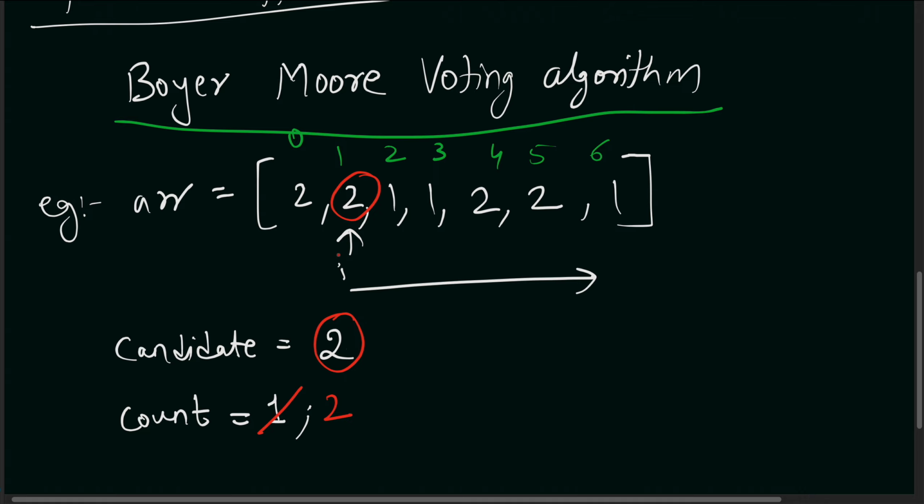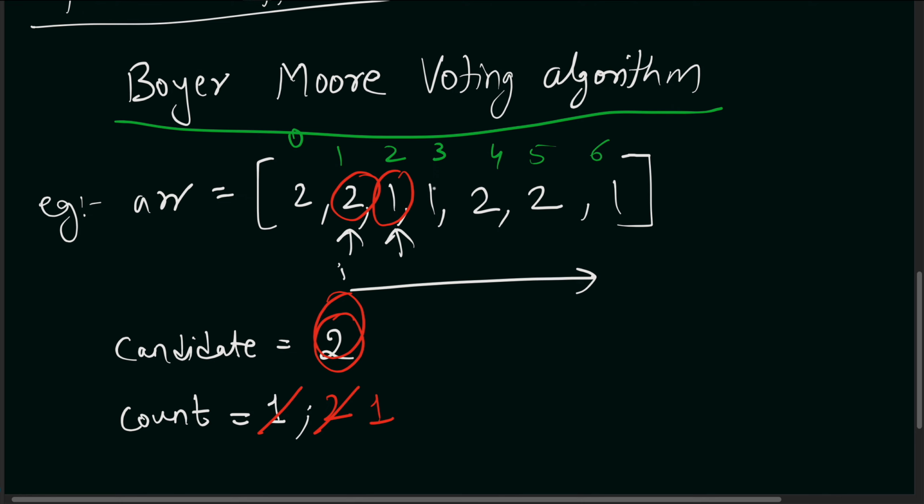Here, when i is 1, array of i is equal to candidate, right? So we increment our count variable to 2. Now i is updated, i is at 2. Array of i is 1 here, but the candidate is 2. So these two are not the same, right? So we decrement the count, and 2 becomes 1.